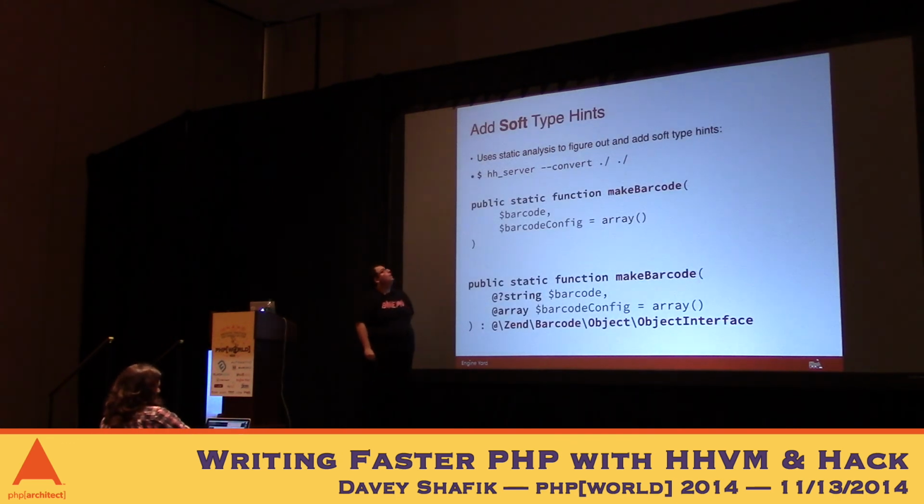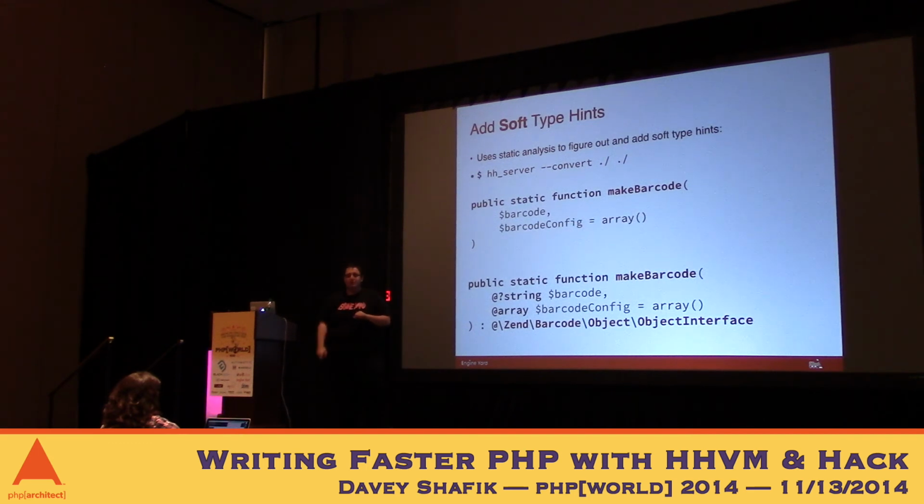The second tool is adding soft type hints. So this is part of HH server. As I said, it uses static analysis to figure out what those hints should be. So here we've got hh_server --convert. This is the source. This is the output. I've done the same directory, so it'll do it in place. If you're running version control, that's fairly safe, right? And a branch, please.